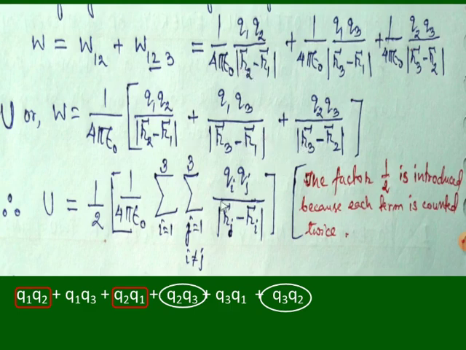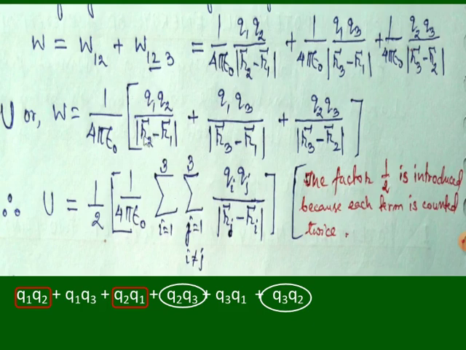Got it? So in the form of summation, we can write this as half times 1 by 4 pi epsilon naught, double summation, Qi into Qj divided by modulus of Rj vector minus Ri vector, where i goes from 1 to 3 and j also goes from 1 to 3, where i is not equal to j. What is the meaning of this? This is the summation. If you want to expand this, it will come in this manner.